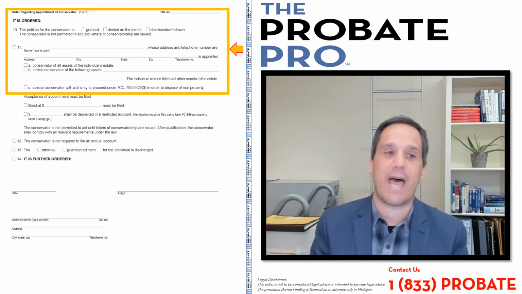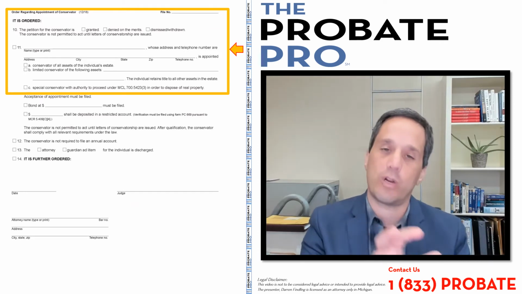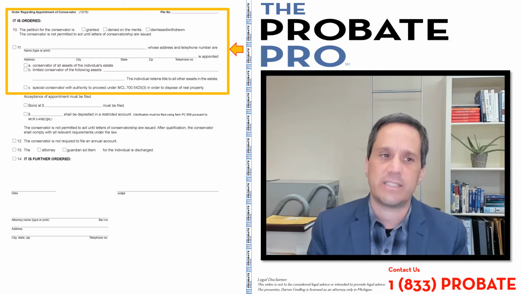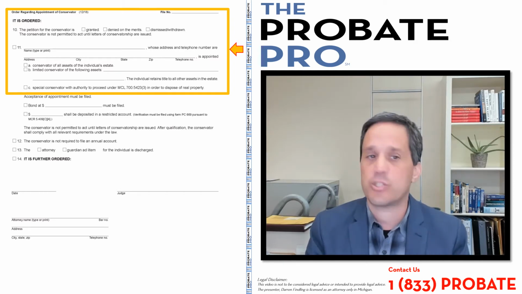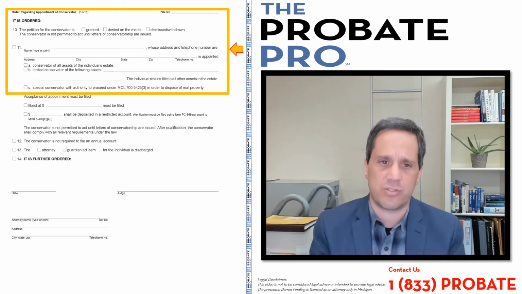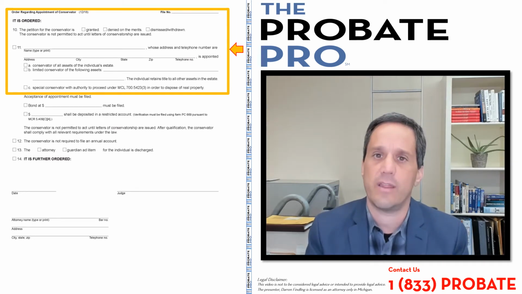Let's go to the back side. This is really after the court has made findings, now the court is going to enter an order. And in this particular case, it's pretty straightforward. Under 10, the petition is granted, or maybe it's denied, or maybe it's withdrawn or dismissed before the court adjudicates it.